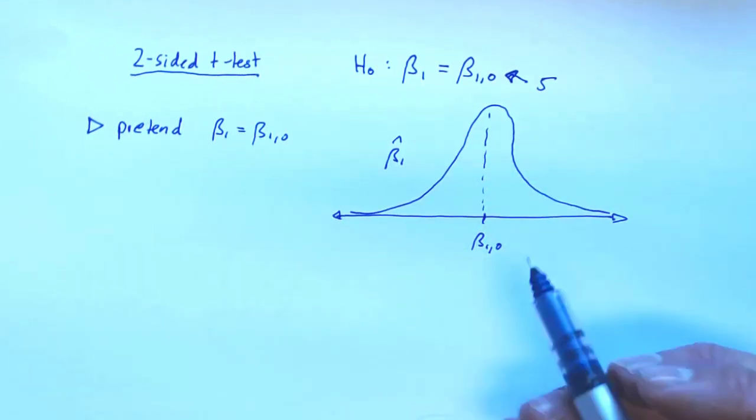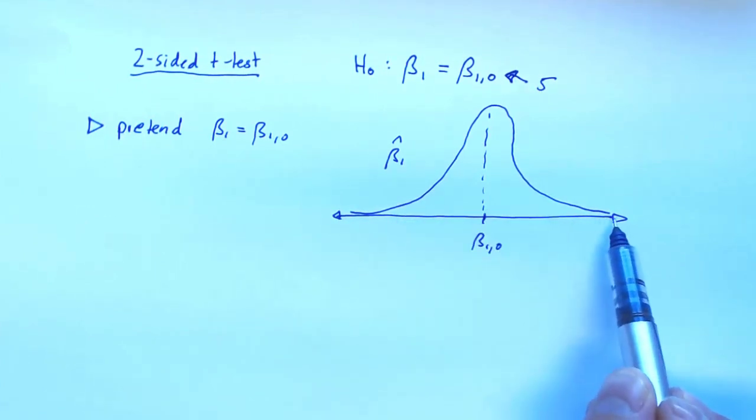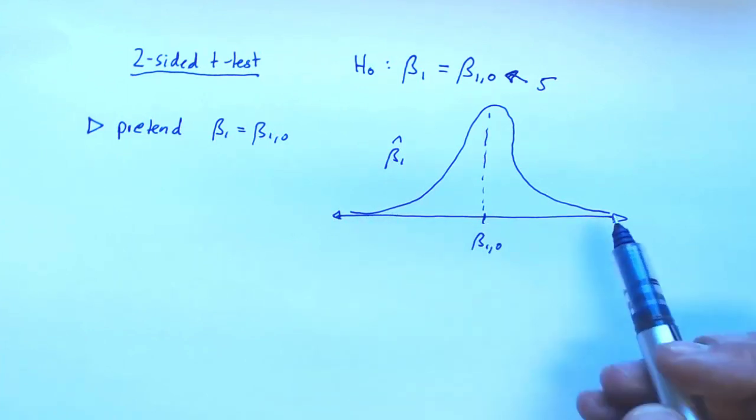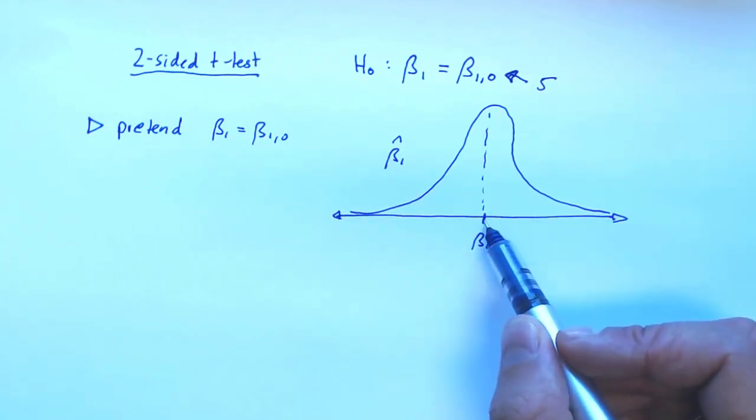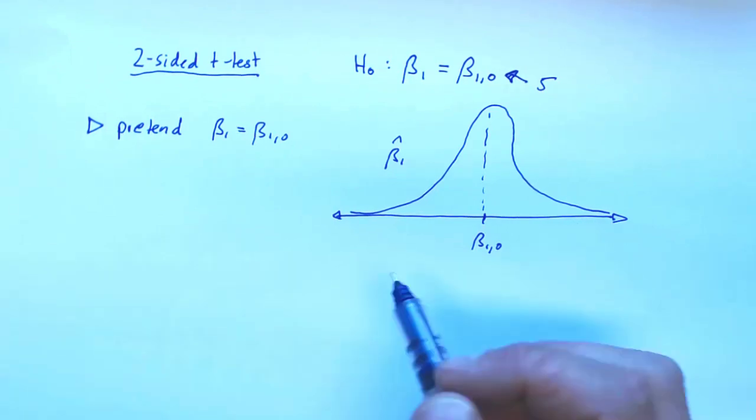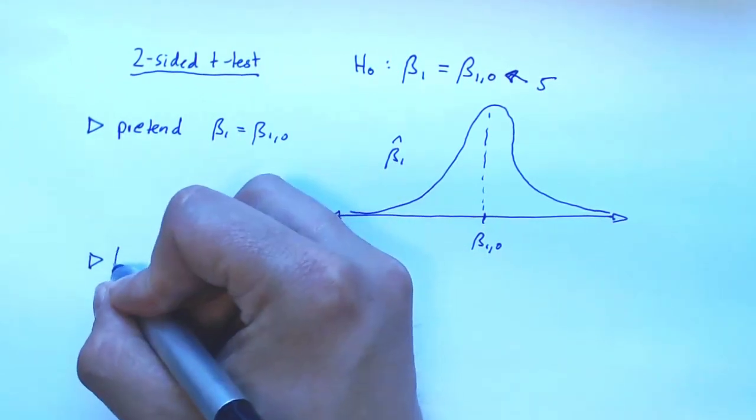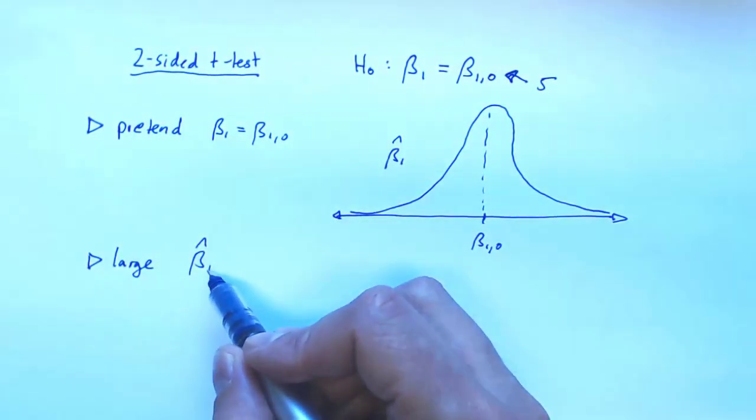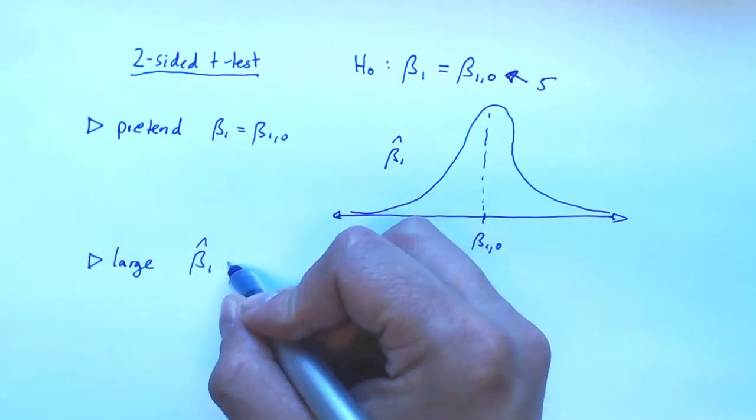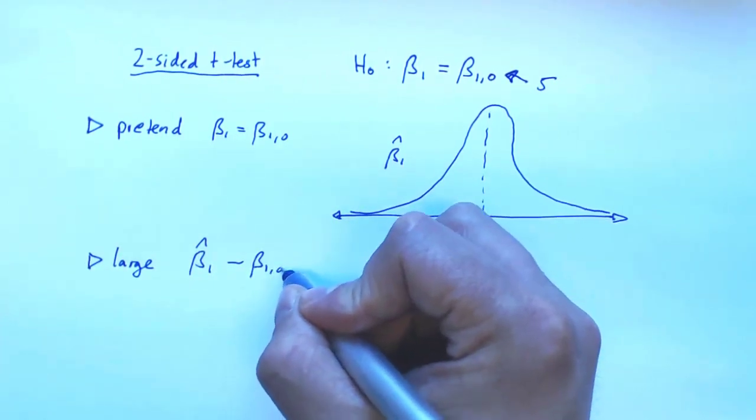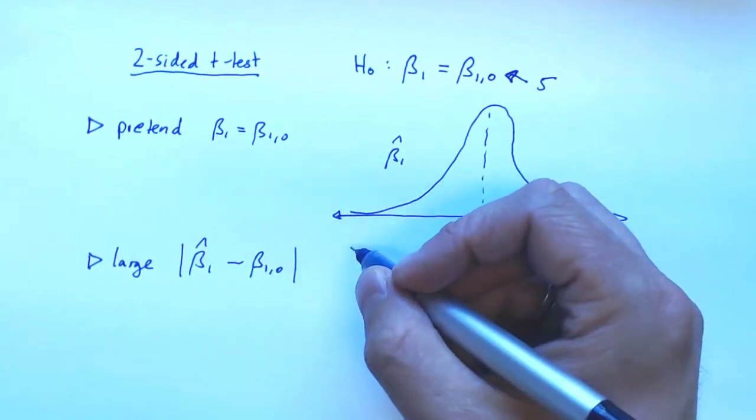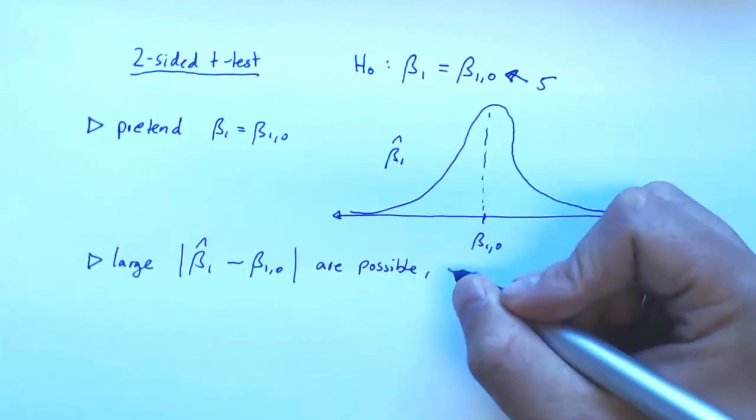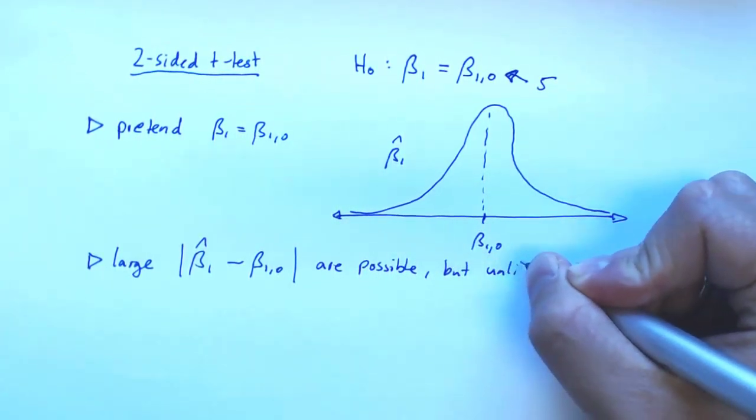Now, a property of the normal distribution is that we cannot rule out any number. A normal distribution can realize to any number, but numbers that are far from the center of the distribution are very unlikely. So a large distance between the estimator beta 1 hat and the center of the distribution is possible, but very unlikely.